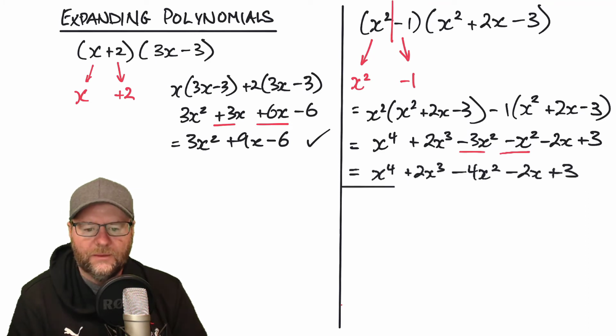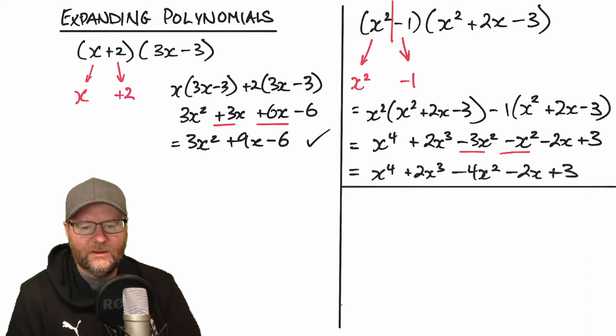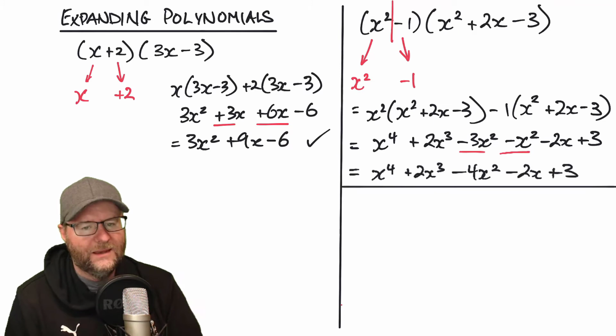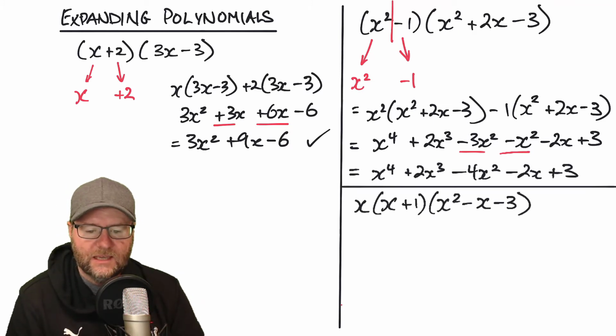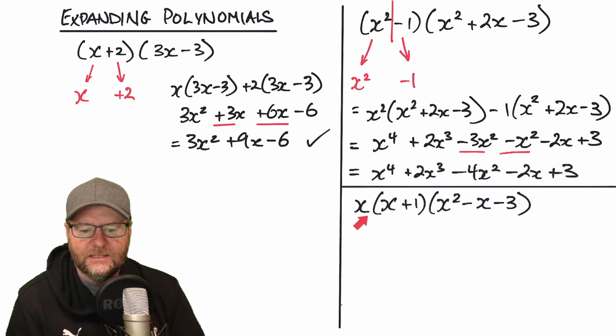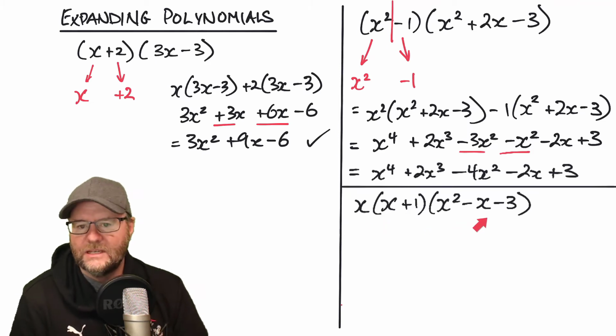We're done. You may sometimes, however, get a question where there's more than two polynomials or two expressions, something like this. There's actually three in this one. It's x plus 1, and x squared minus x minus 3.